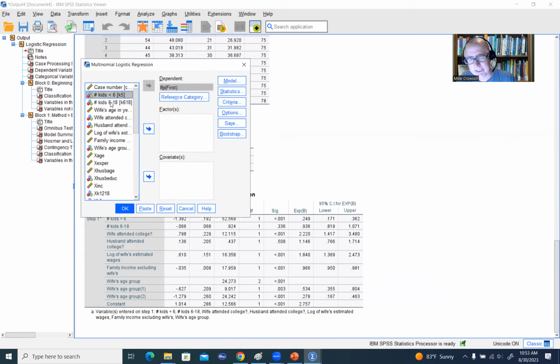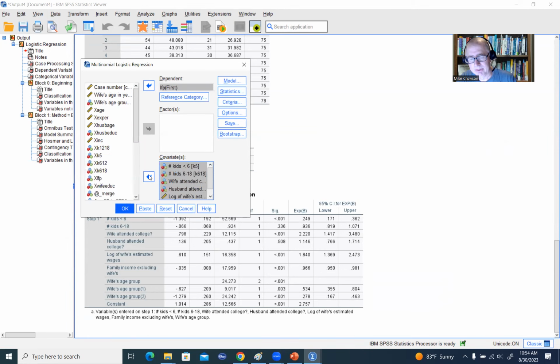So we have kids less than 6, kids between 6 and 18, wife attended college, husband attended college, log of wife's estimated income, family income. We'll move those over to the covariate box, and the wife's age group, we'll move to the factor box. Now, by default, the reference category for this variable through the internal coding will be the last category. So it would actually be the 50 plus category instead of the 30 to 39 category. And there's no way to really make that change.